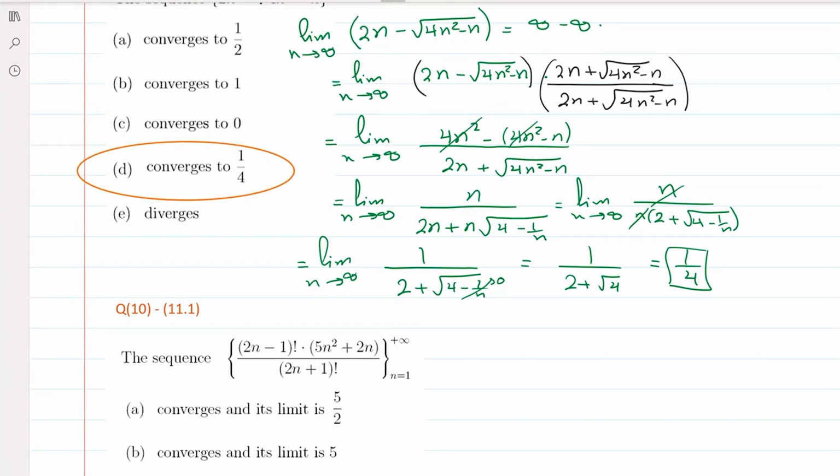Clear? Yes, clear. Sequences, its story is very easy because you just take the limit as n goes to infinity. There are no other cases.